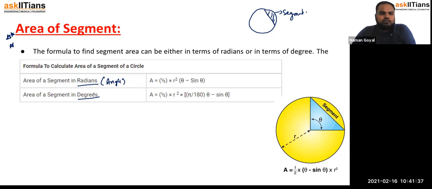Okay, so if you are talking about the area of a segment in radian, the formula is 1 upon 2 into r square into (theta minus sine theta). And if you are talking about the area of that segment in degree, then the formula is A equals 1 upon 2 r square into (pi upon 180 into theta minus sine theta). Are you getting my point?